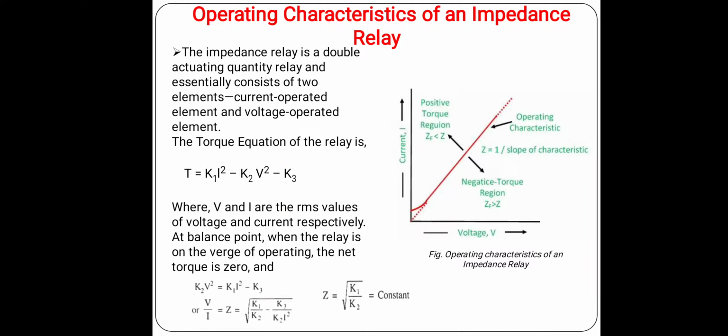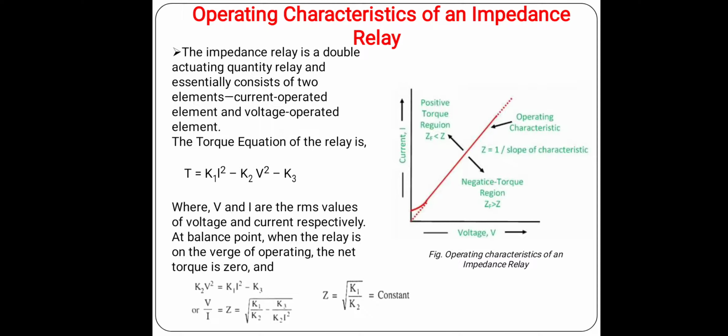So here V and I are the RMS values of voltage and current. At the balance point, when the relay is on the verge of operating, the net torque is equal to 0. So with T equal to 0, after mathematical simplification we easily find the expression: V upon I, which is also known as the impedance Z, is equal to root under K1 upon K2 minus K3 upon K2 I square.